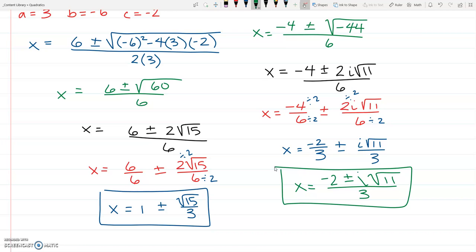That's it for example 2 and this set of notes.